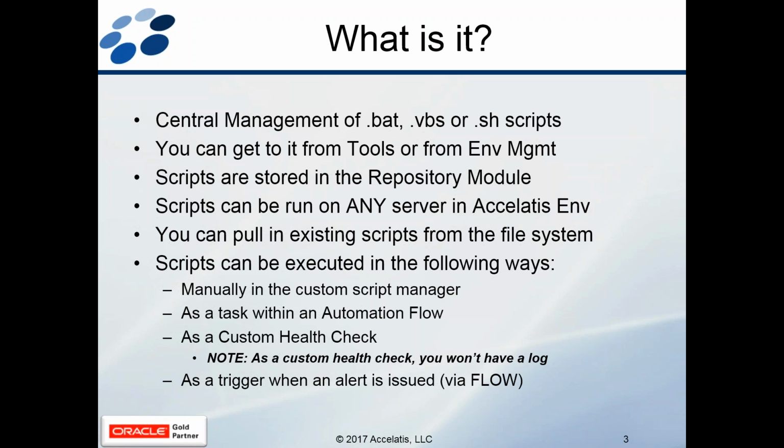You can also run scripts as a custom health check. Again, that's triggered off of an automation. You'd have to set up an automation, and then you can run that from the health check. But understand that on a health check failure, you can launch your custom script this way. And again, the trigger when the alert is issued, same thing during a flow, you're going to have to launch flow on trigger, and you can do it. But again, this is all based on the scripts being inside of the Custom Script Manager.